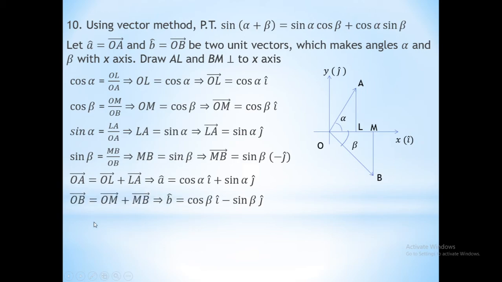Now coming to the OB vector, it is equal to OM vector plus MB vector, the same way. B vector is equal to cos beta i cap. When you add this, take this minus and put it in the front. So it is minus sin beta j cap. That is the only difference.